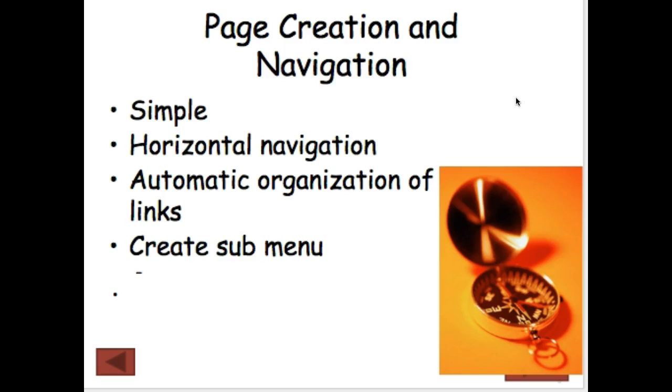For now, you have horizontal navigation bar, which means it will appear at the top of your page. When you create your pages, Google automatically organizes the links for you. You are able to create submenus simply by moving pages underneath each other under the page menu. Let's take a look at that.